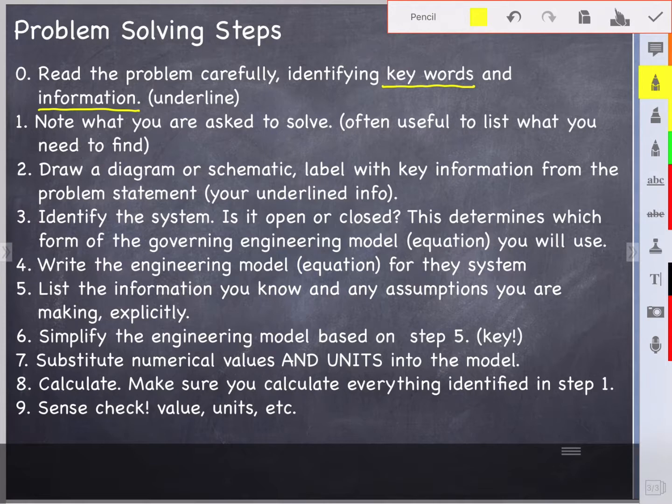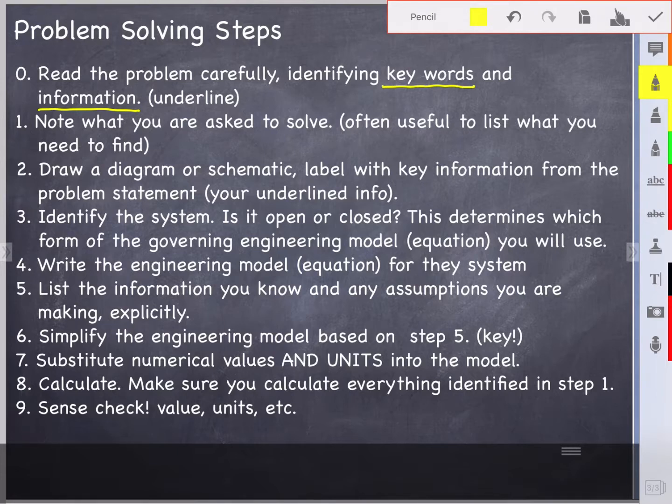In step 3, you should identify what kind of system you're dealing with. For example, is it open or closed? Is it an ideal gas? Or is it a liquid or a solid? Or is it something undergoing a phase change? This identification is really important because it will help you determine which form of the governing engineering models you're going to use, how many balances you need, and also where you're going to get your property information, whether you're going to be using the ideal gas law or looking things up in the property tables.